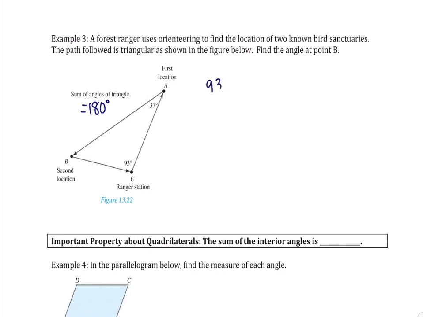taking the 2 that we know, 93 plus 37, which adds to 130 degrees, and then the third angle, angle B, is going to equal 180 minus the sum of those other 2. And so 50 degrees must be the angle measure for the angle there at B.